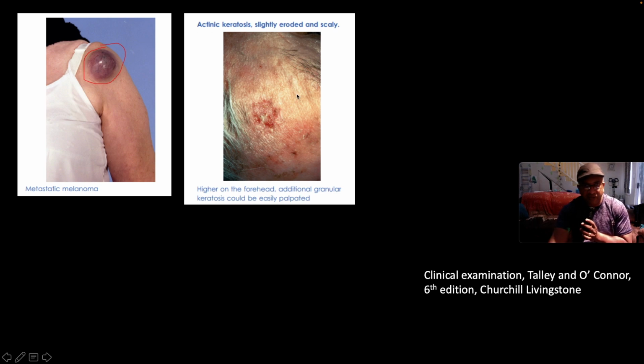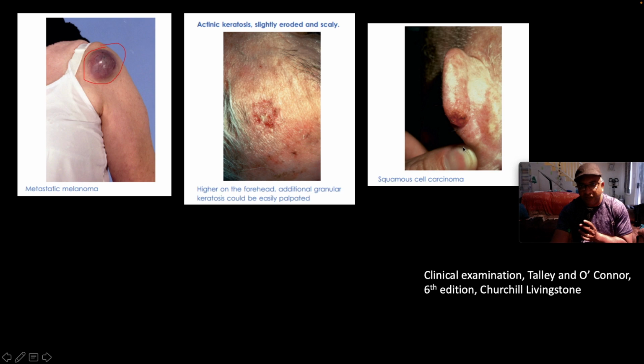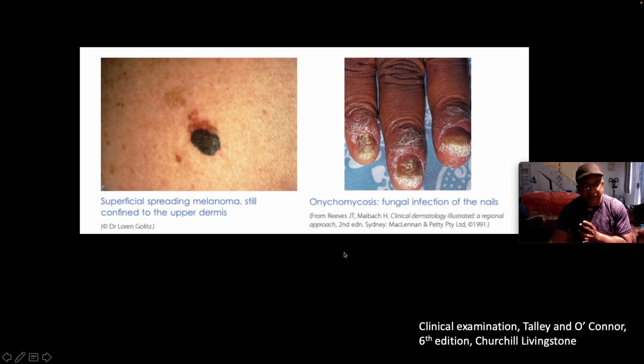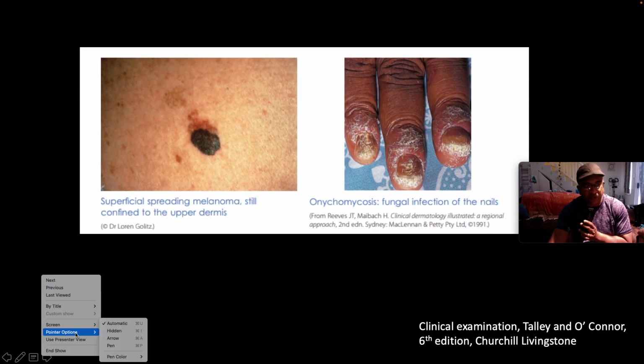This is actinic keratosis, which is slightly eroded and scaly on the scalp. This here is squamous cell carcinoma behind the ear. Okay, this is basal cell carcinoma. Note the rolled edges, nice rolled edges that we can see here. And here we have pigmented basal cell carcinoma in this image, with a pearly quality and depressed center in a patient who has sun-damaged skin. This is superficial spreading melanoma.